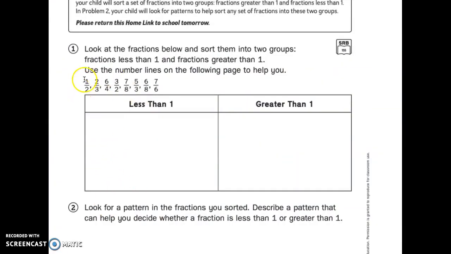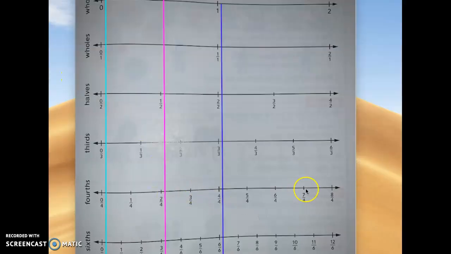Let's look at the very last one with you. 7/6. So is that less than 1 or greater than 1? Well, I'm going to look at my number line. Where is 7/6? Look at this. I see 7/6, and you know what? I know a whole is 6/6. So now if I add one more 6, that is definitely larger than 1 whole because it's on the right side. It's getting bigger. 7/6.